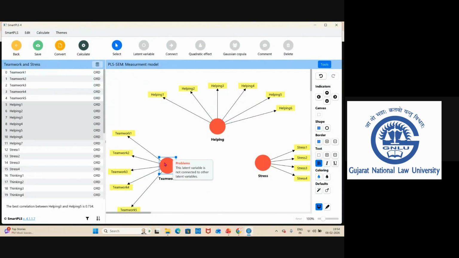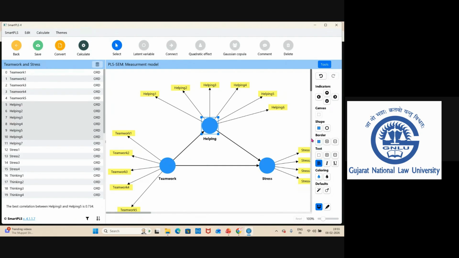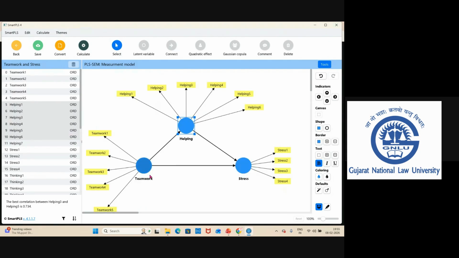I'm just going to connect it. In order to connect it, what I have to do? On the right side, on the top of the window, in the panel, we have connect. Just click on this particular connect and connect the particular variables. Like we have direct, I want to see the direct effect of teamwork on stress, direct effect of teamwork on helping behavior, direct effect of helping behavior on stress. Okay. So we have designed it this way. Okay. Now you can arrange it however you want.